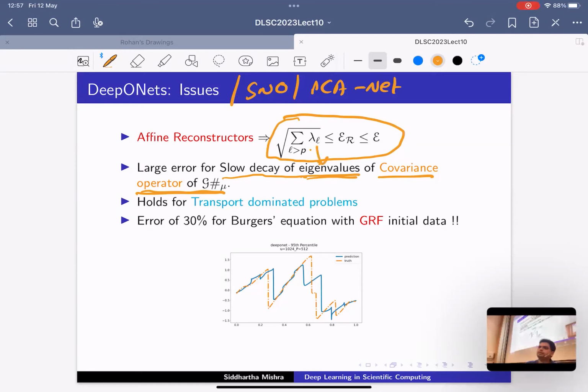So if you take an equation, you can do it with the transport equation, we'll see that in a bit. But let's take a slightly more complicated equation, which is the Burgers equation. Inviscid Burgers equation, not the viscous.